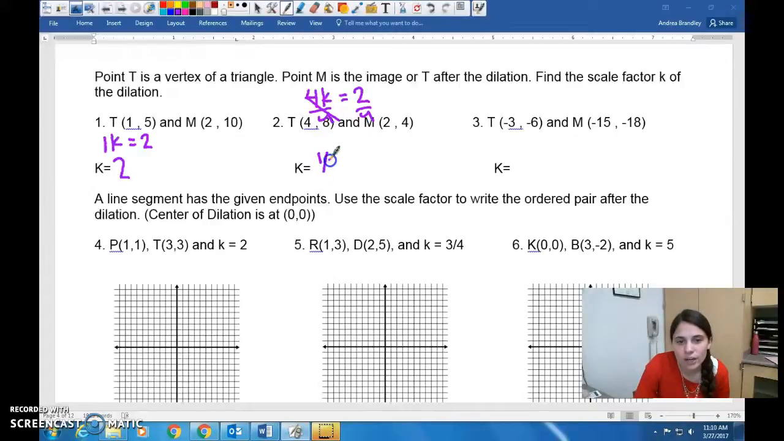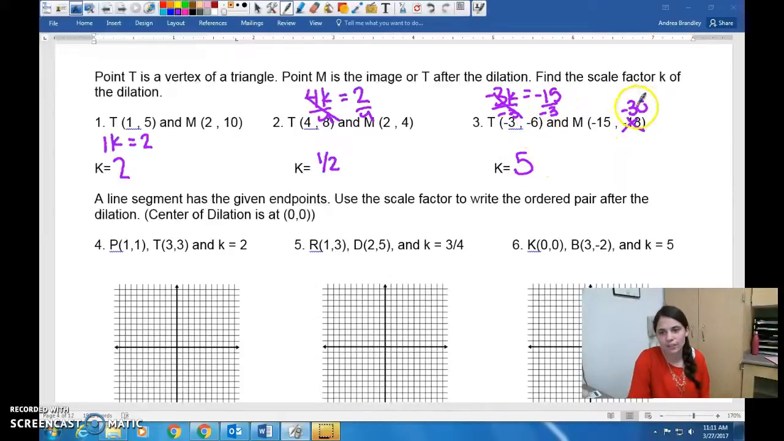which is the same as 1/2, which you can also see because half of 4 is 2, half of 8 is 4. And then because I can never not have a typo, this should actually be -30. So I can do -3 times k equals -15 divided by -3. -15 divided by -3 is 5. And I can check it because -6 times 5 is -30.